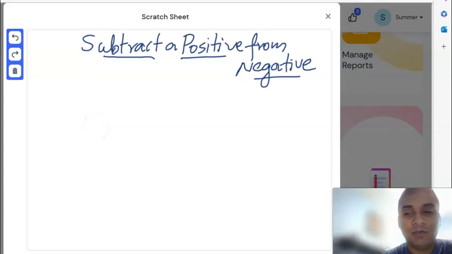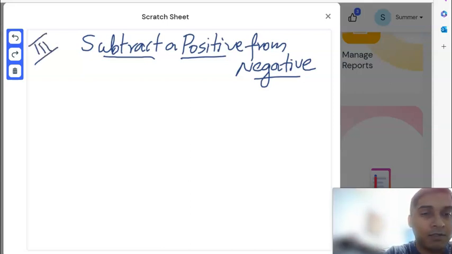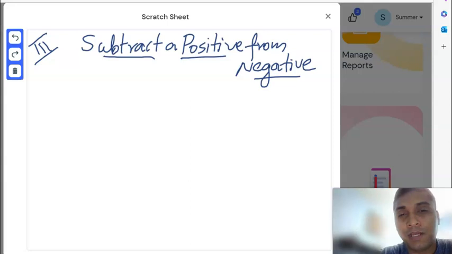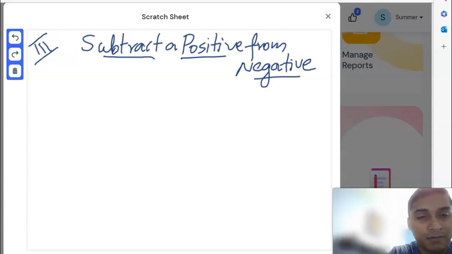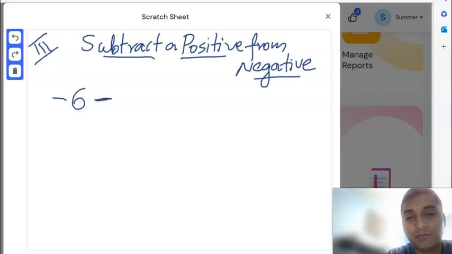We're going to deal with subtracting integer problems. Now this is the third case that we are going to deal with, where you subtract a positive from a negative. So from a negative, let's think about -6, but you are going to subtract a positive number. So you've got -6 minus 4.